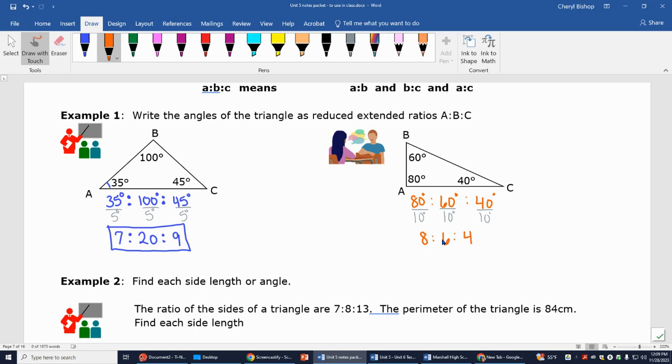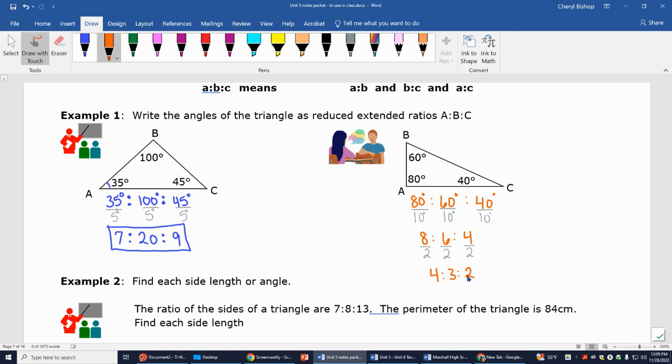When you divide, you also want to then look at your numbers and go, can I divide still? Is there still anything? Well, these are all even. So yeah, I can still reduce this. This is not fully reduced. These are all divisible by 2, which is going to give me 4 to 3 to 2.